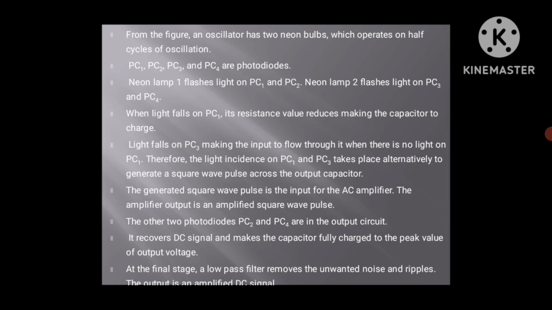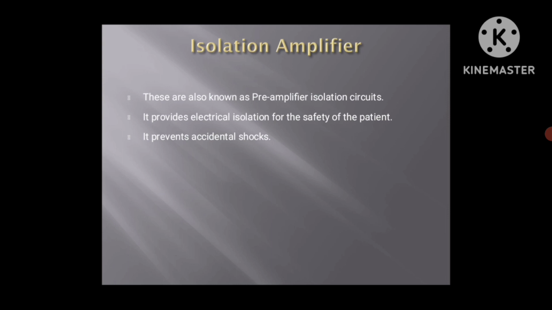The other two photoconductors, 2 and 4, form the output circuit. It recovers the DC signal and makes the capacitor fully charged to the peak value of the output voltage. At the final stage, the low pass filter removes unwanted noise and ripples and we get the amplified DC signal.